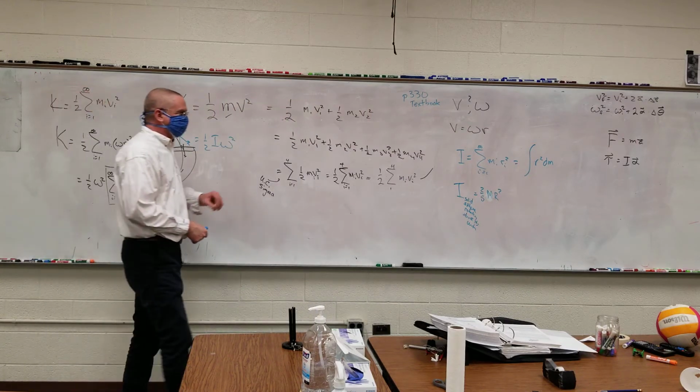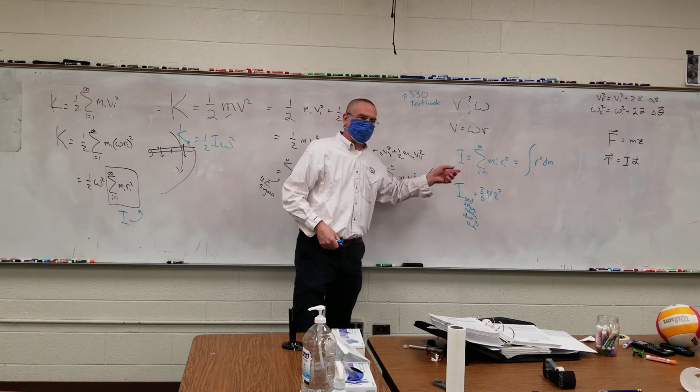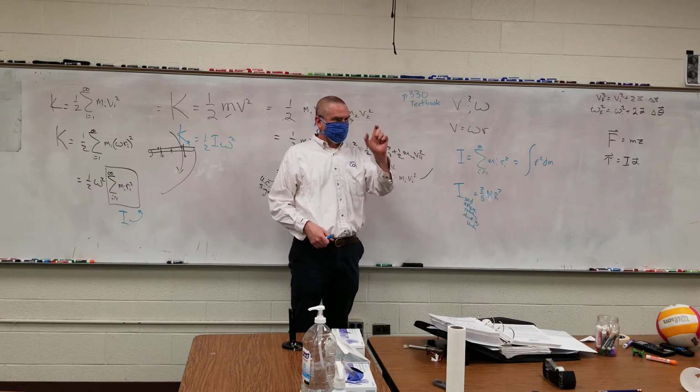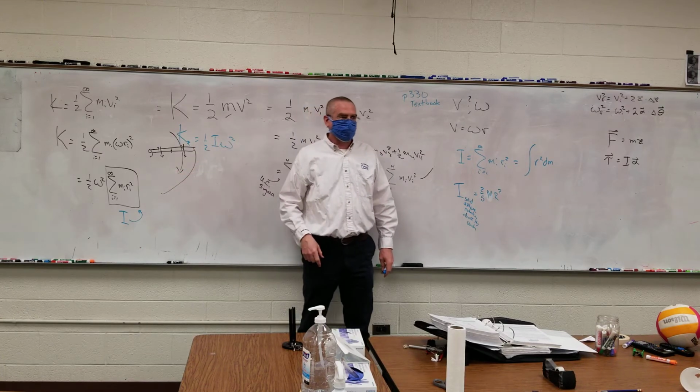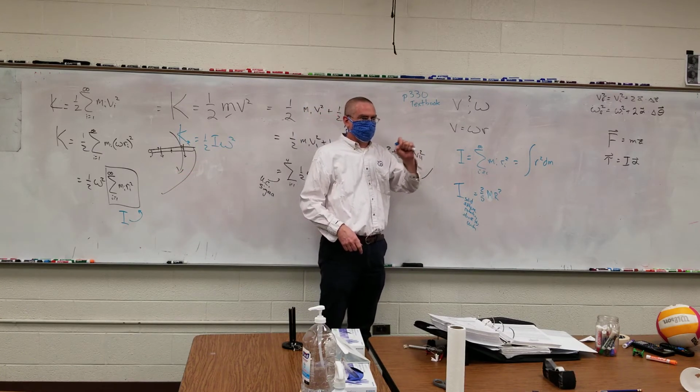Typically, the notation is if I have a capital M and a capital R, I'm talking about the entire mass and the radius of the entire object, as opposed to the lowercase m and r, where I'm talking about an individual tiny little bit in the ball.